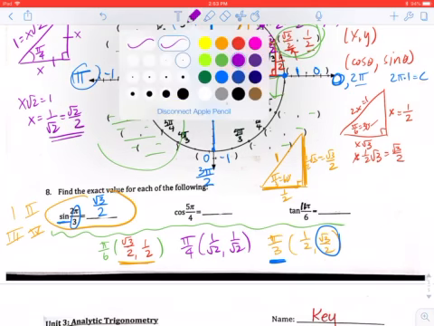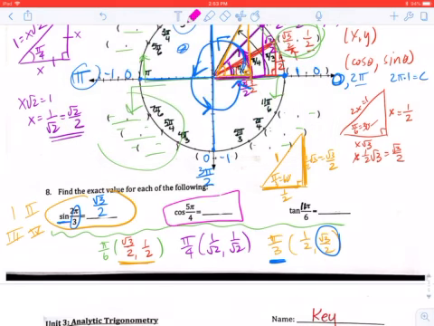Cosine of 5 pi over 4. If this isn't making sense, just come and see me. Cosine of 5 pi over 4. I know I'm going to work with one of these two ordered pairs. 5 pi over 4, which quadrant is it in? Well, it's 1 1/4 pi, which is in my third quadrant. So in my third quadrant, cosine is negative. I also know cosine is associated with the x-coordinate, so it's negative 1 over √2 or negative √2 over 2.